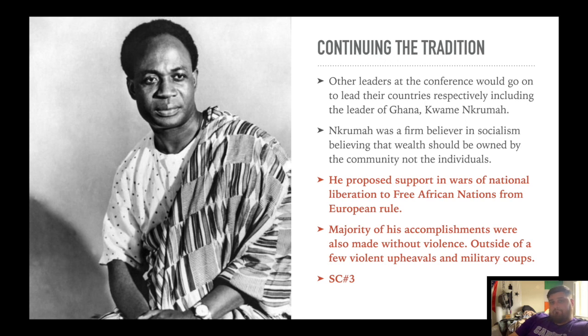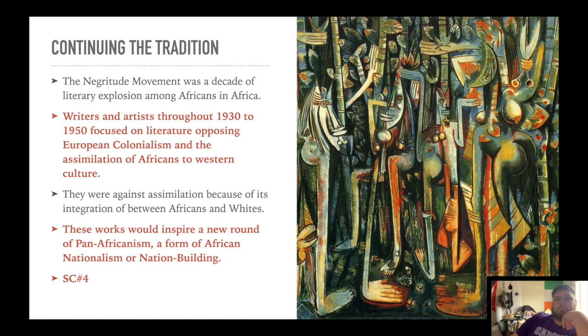Again here, pretty simple. He's a big believer in saying Africans shouldn't be underneath the control of Europeans. Plain and simple. Majority of his accomplishments were actually made without violence. Again, he was a very peaceful protest guy, so think much more along the lines of someone like Martin Luther King rather than someone like Malcolm X. However, outside of a few violent upheavals and military coups, so military coups are like where the military actually uprises and takes over the government, which in this case was Africans taking over the government. And finally here, continuing the tradition, the final thing here, the negritude movement.